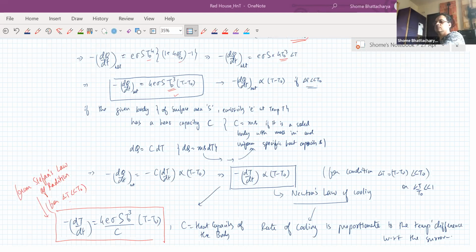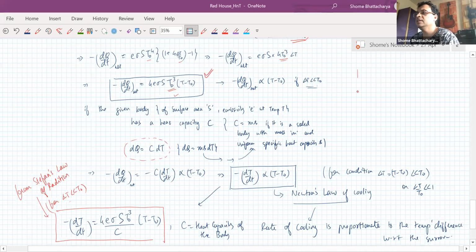Sir, I didn't understand that equation, minus dQ by dt net is equal to minus C dT by dt. Because see in that, okay, I got it. Okay, so you have understood this equation. This one I've written above here. This is clear. Yes, sir. Okay, now the main thing is how we have got this.